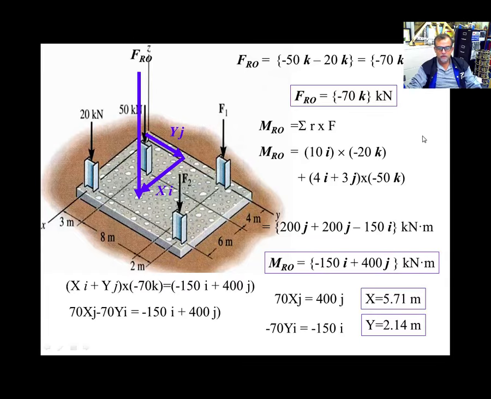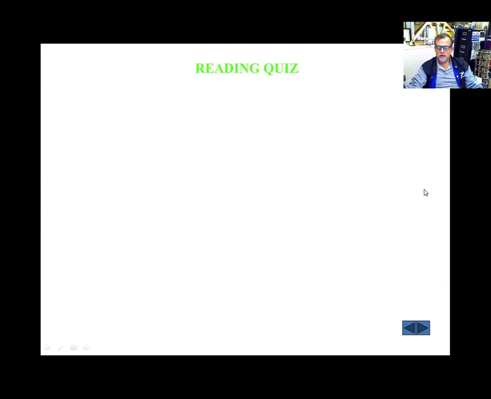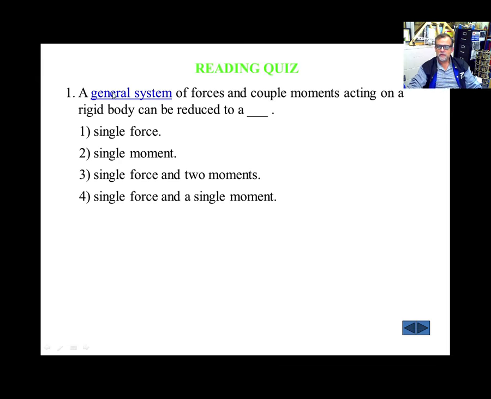So that's it for the resultant of a moment, converting a system of forces and moments into an equivalent system. So a general system of forces and coupled moments acting on a rigid body can be reduced to a single force, a single moment, a single force and two moments, or a single force and a single moment.